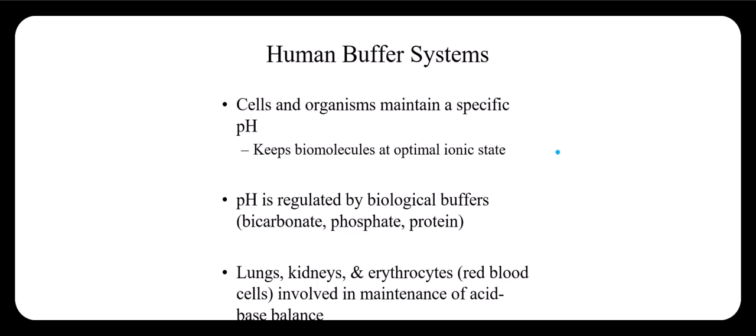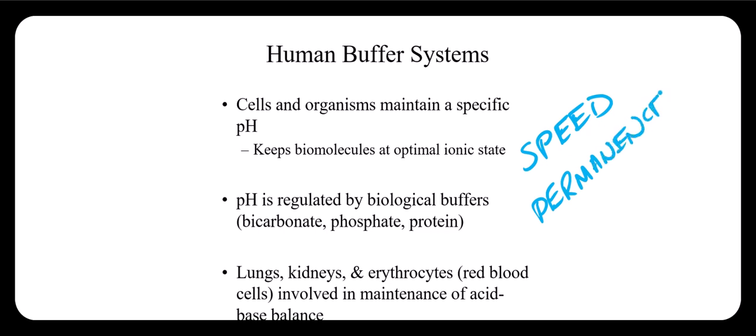So first thing we're going to talk about, we're going to categorize our buffering systems a little bit. And we're going to categorize them on two things. We're going to categorize them on speed: how long do they take to act? And we're going to categorize them based on permanence or lack of permanence: how permanent is the change? So we have different ways of maintaining our pH, of buffering. So we'll talk about that. And we do it in different places.